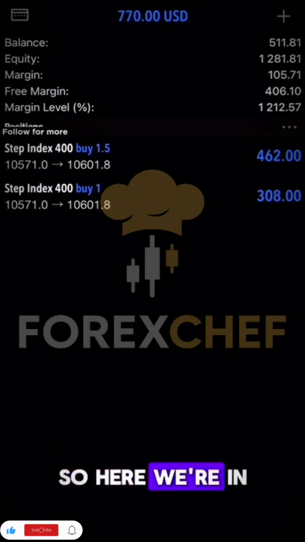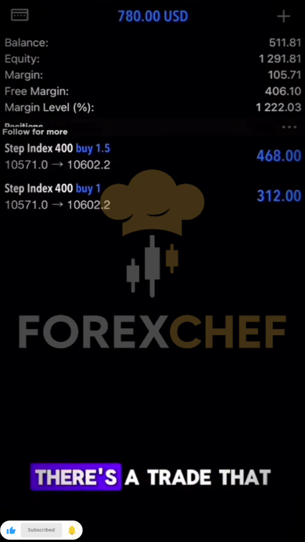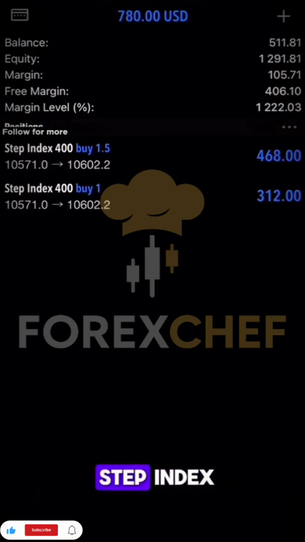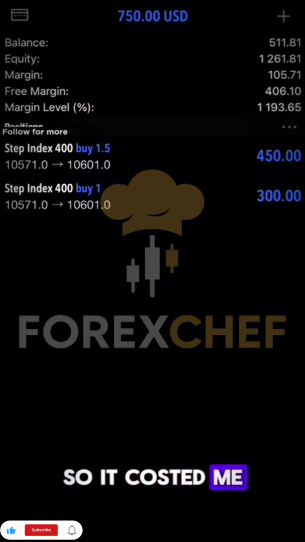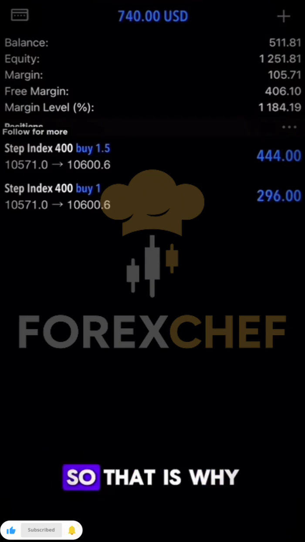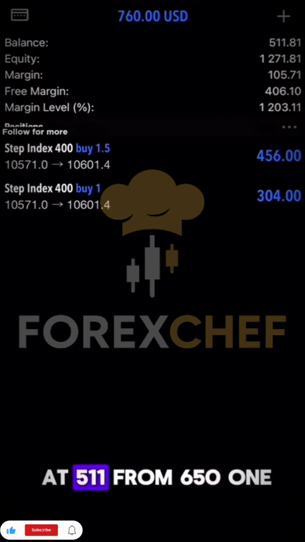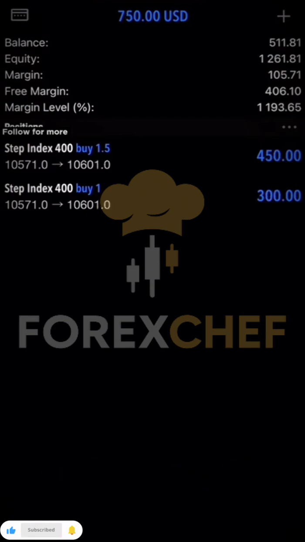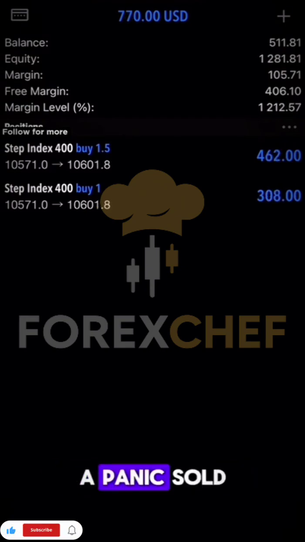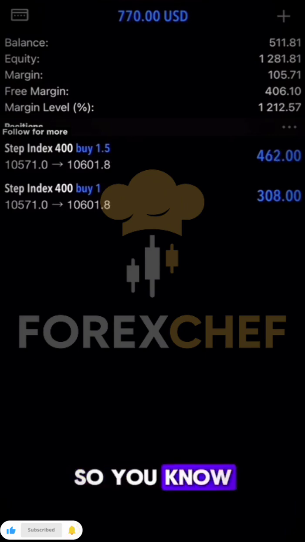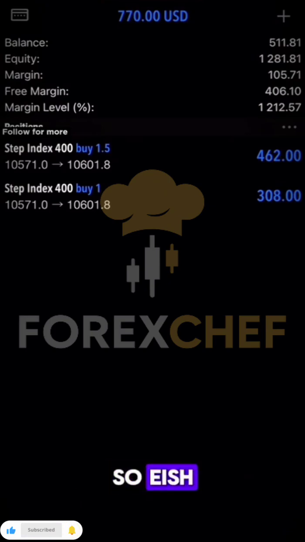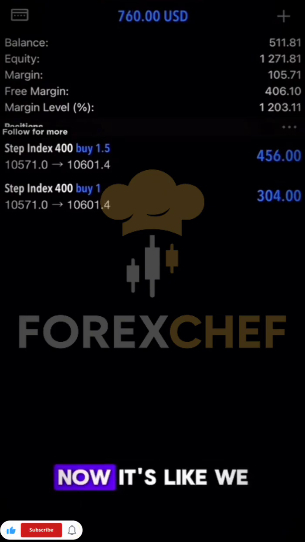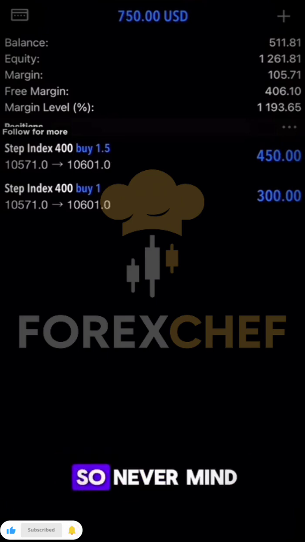So here we're in 600, but there's a trade that I entered in the step index that I entered wrongly, and I panicked and I closed it immediately. So it cost me $150 something. That is why the account is now at 511 from 651. I panic sold. It reversed in a way that I did not expect. But anyways, now it's like we didn't even lose that, so never mind.